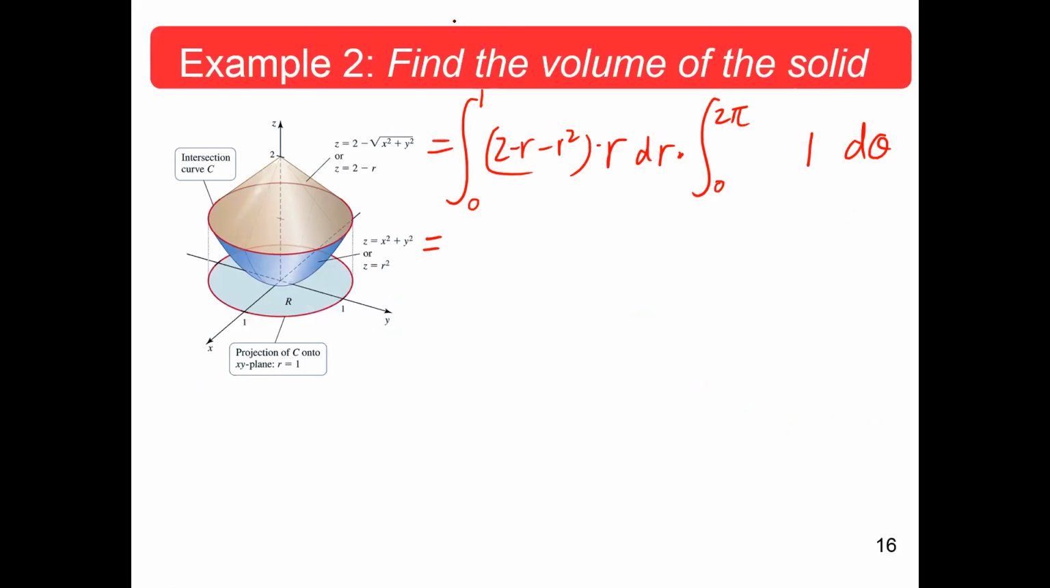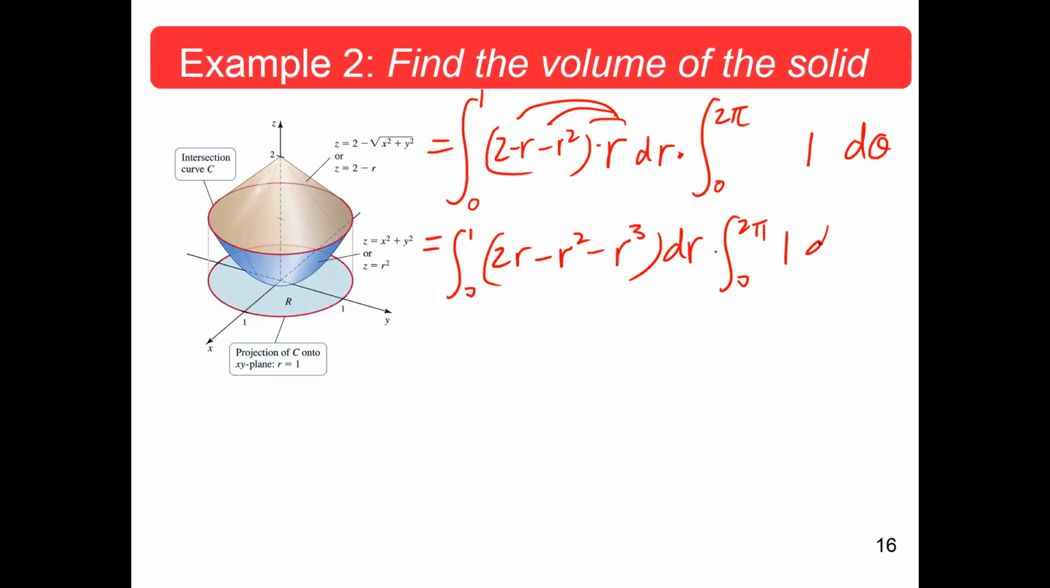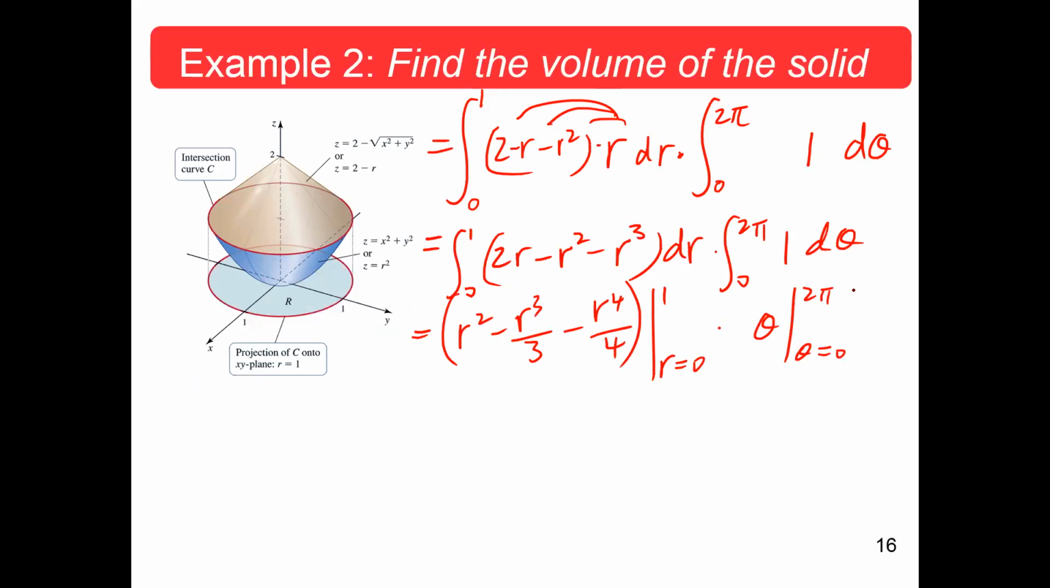Then you'll just need to evaluate this. I'm going to distribute the r inside, so I have 2r minus r squared minus r cubed dr times the integral from 0 to 2 pi of 1 d theta. The antiderivatives will be r squared, r cubed over 3, and r fourth over 4, where r goes from 0 to 1, times theta, where theta runs from 0 to 2 pi.